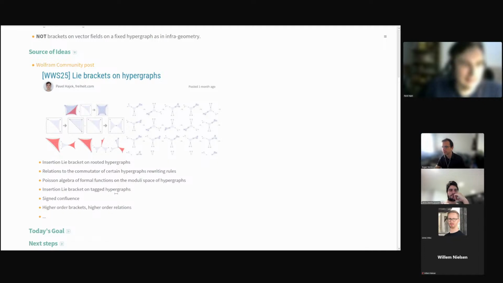And then I also defined a generalization, because this insertion Lie bracket is based on the operation of inserting one hypergraph with a root. So the root is a vertex, by gluing this to a vertex of another hypergraph. And you can generalize it because in the case of hypergraphs, you can consider a rooted n-edge. So you have one tagged n-edge, and you glue it to an n-edge in the target hypergraph. So this is basically this generalization. It also gives you Lie brackets.